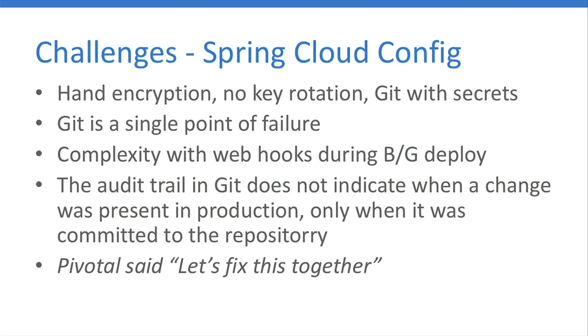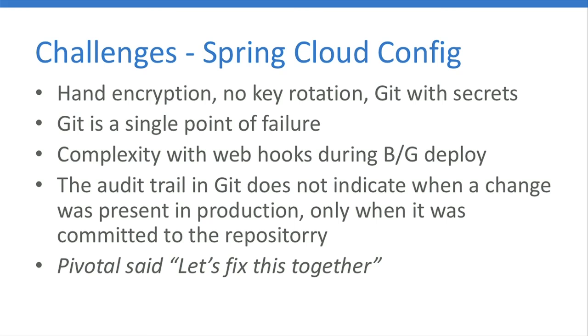And one of the other things I think that we've had trouble with is that the audit trail that you get with Git tells you when someone committed a change, but it doesn't tell you when that change was actually deployed and effective in production. And in some of our environments, you can imagine we deal with personally identifiable information. There are really specific regulations that we need to follow and reports that we need to generate and substantiate that a change went in and all those types of things. So Spring Cloud Config is a good idea, but there are some things that need to be improved.